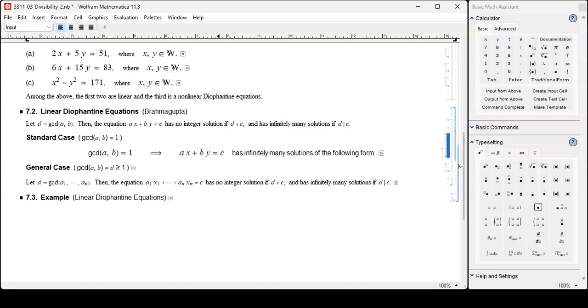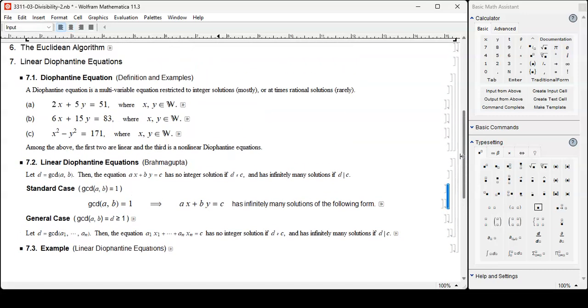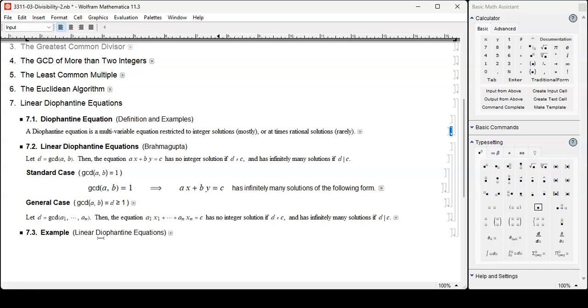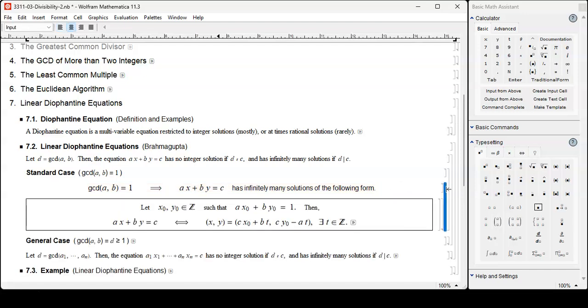So let's consider the standard case first. So if D divides C, we can bring it down to the standard case where GCD of A and B is 1, so they are relatively prime. In that case, I don't really have to worry too much about this thing being divisible by GCD because 1 divides everything, and it's been already checked, by the way. And this one has infinitely many solutions, but not only that, of this form.